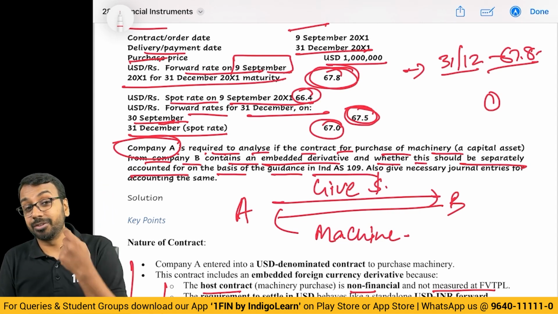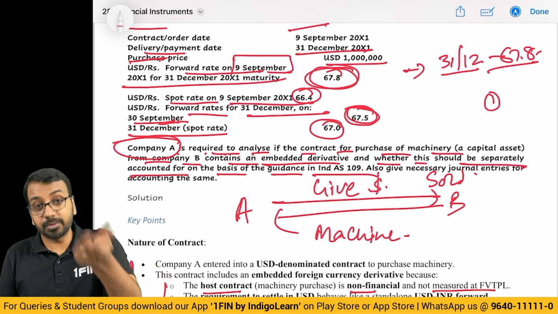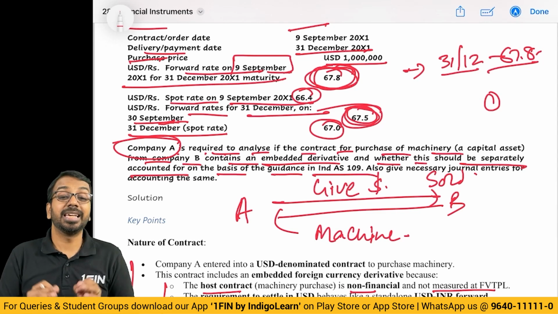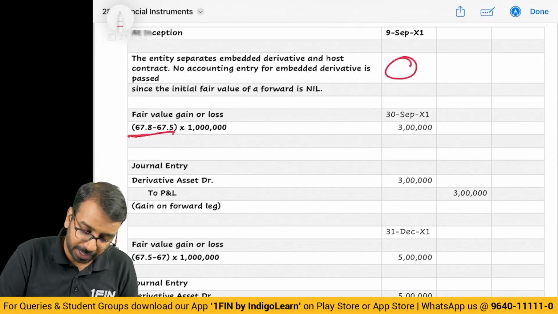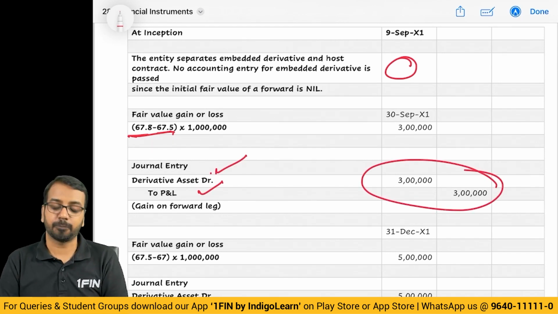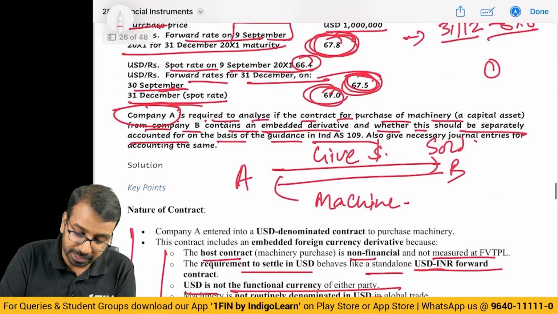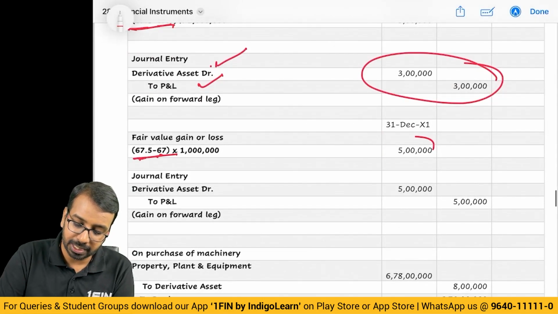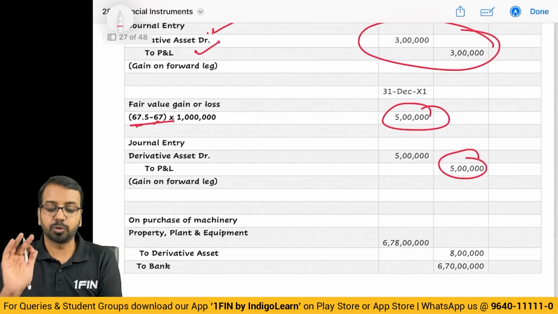Now when I say A will give dollars, can I say A has sold dollar futures? Yes. If I have sold dollar futures and the price reduces from 67.8 to 67.5, is it a gain or a loss? It is a gain for me. So I will recognize a gain of the difference, derivative asset debit to P&L, 3 lakhs. Then on 31st of December, the rate has come down to 67. So again there is a gain, 67.5 to 67, gain of 5 lakhs. So these two gains I will recognize.